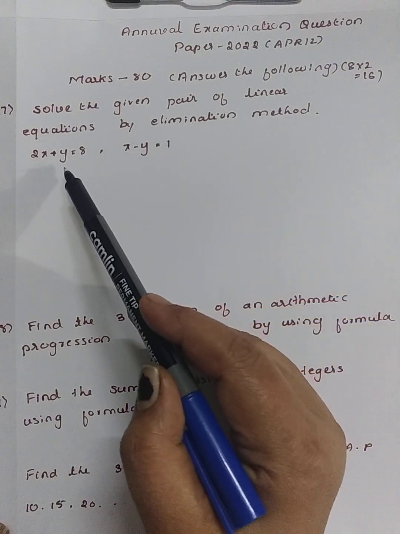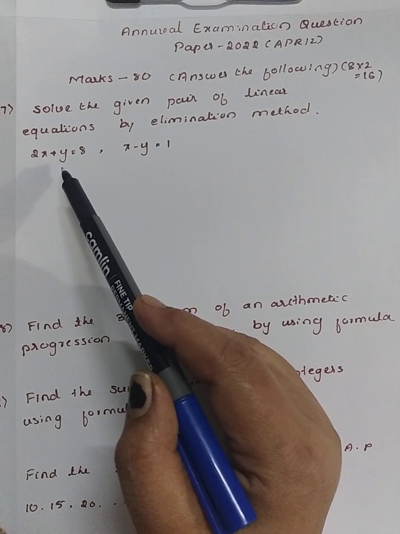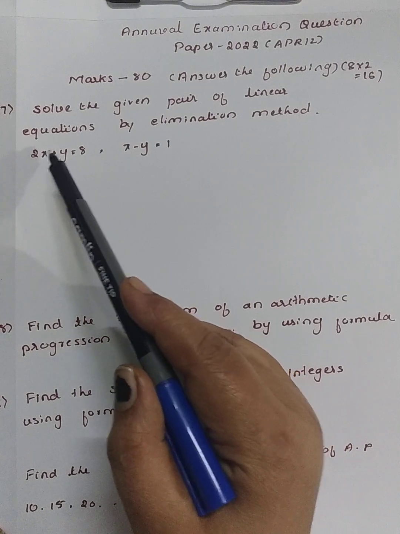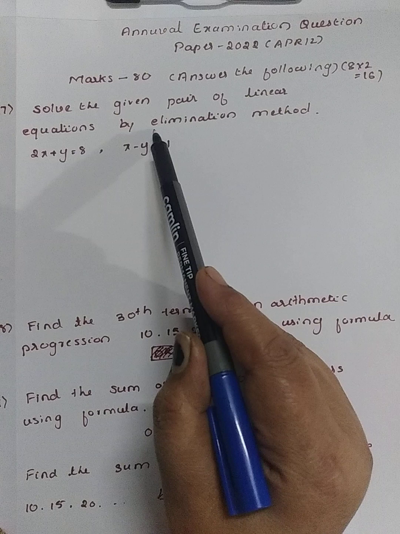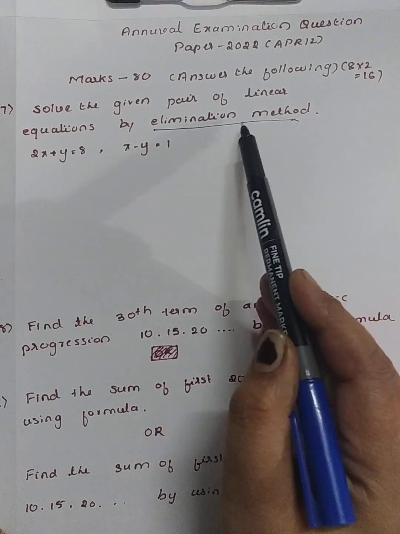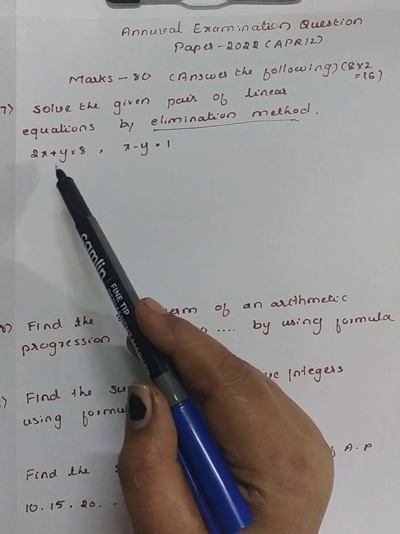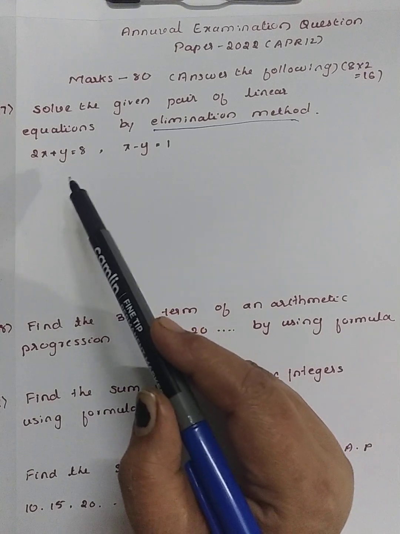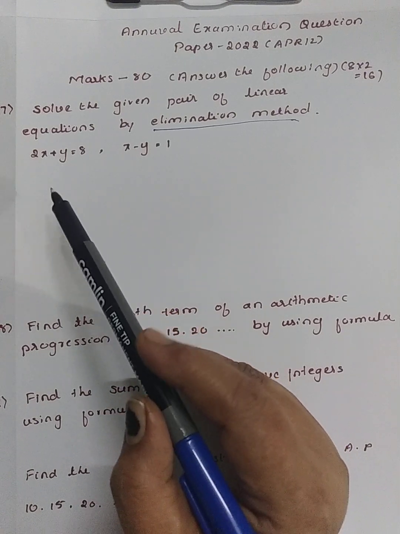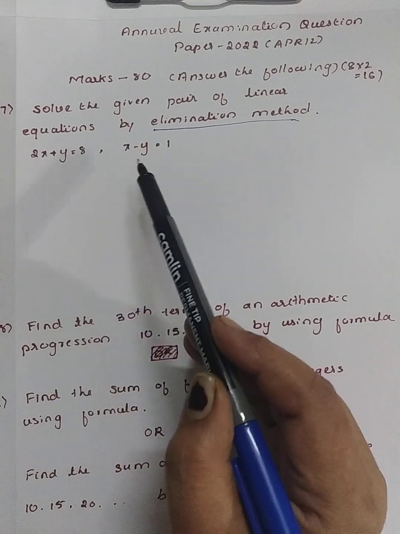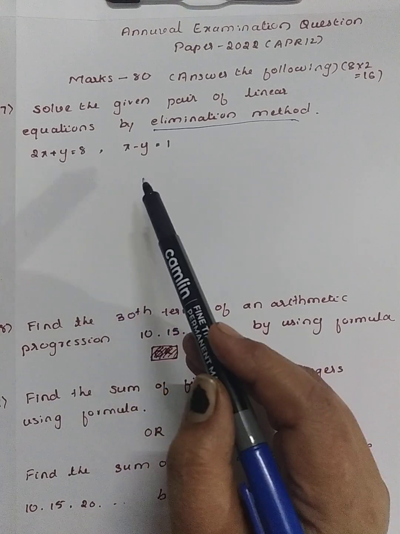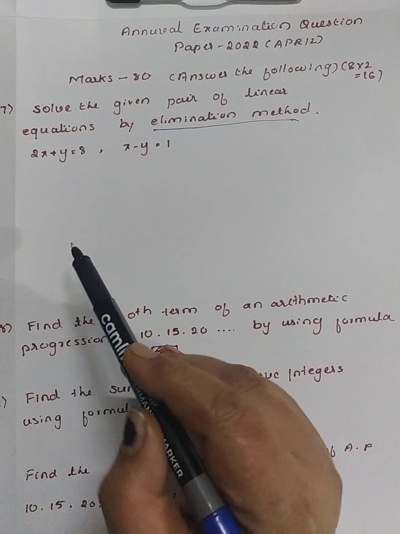Two linear equations are given. Linear equations, you know, the degree is 1, and you have to solve this by the elimination method. In the elimination method, we first eliminate either x or y, and we get one value. Then we substitute that value in one equation to get the value of the other variable. So how to solve it?